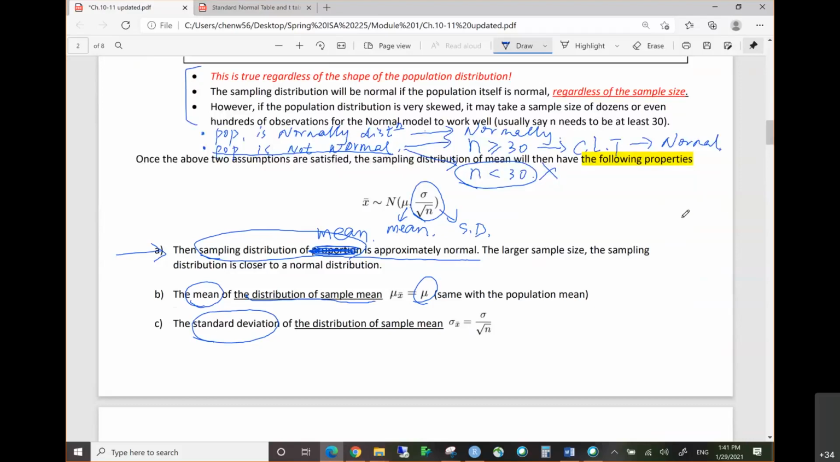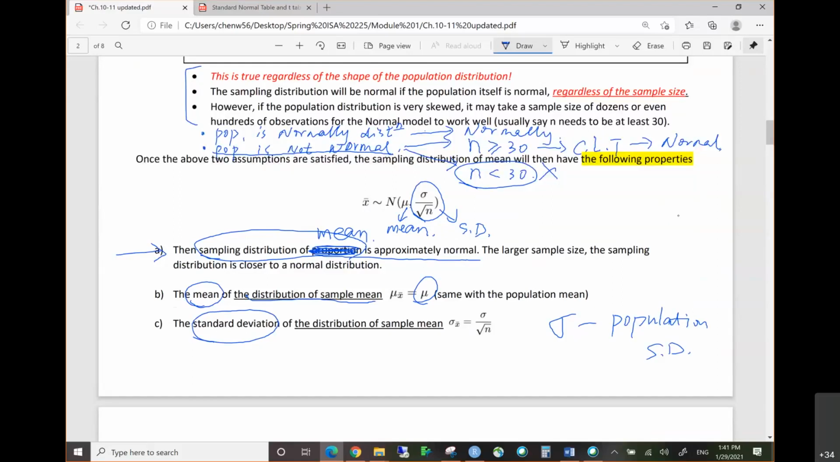What is sigma again? Sigma is the standard deviation, correct? Is it the population standard deviation or the sample standard deviation? It's the population. Perfect. Thank you. So it is the population standard deviation.